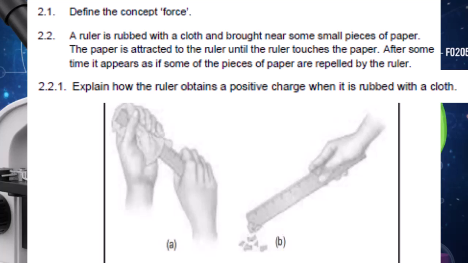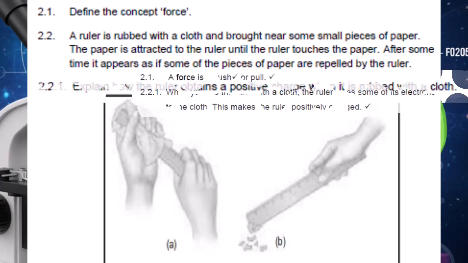Perfect. Okay, Q2.2, the classic scenario. Rubbing a ruler with a cloth, then picking up tiny bits of paper. Q2.2.1 asks how the ruler gets positively charged. Right. This is charging by friction. It all comes down to electrons. When you rub the ruler and the cloth together, some materials hold on to their electrons more tightly than others. So one material wins the electrons.